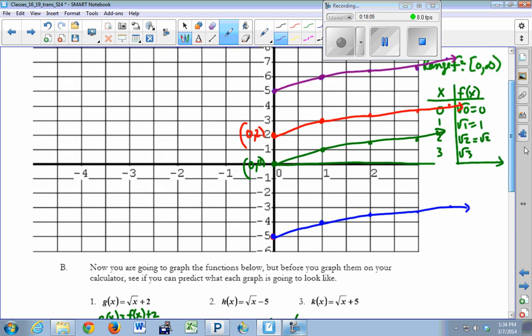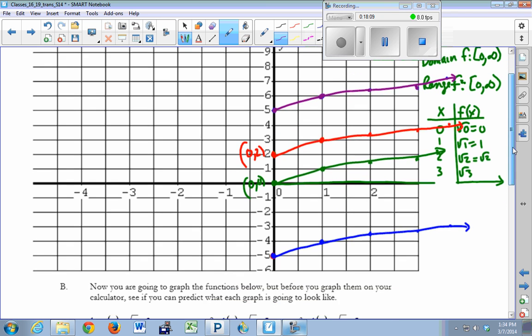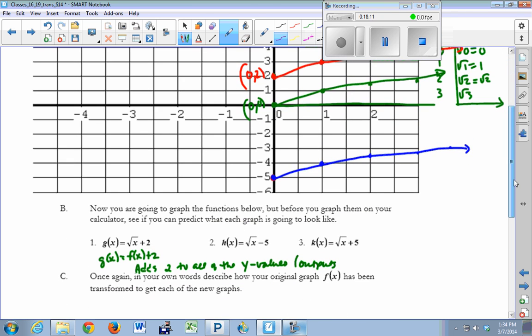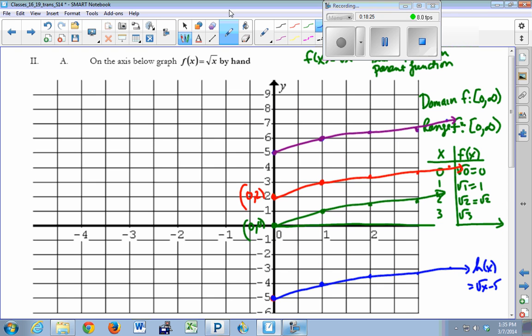Okay, so now I've put in the other transform functions. h of x is the square root of x minus 5. That's represented right here by this blue curve. This is h of x equals the square root of x minus 5. And k of x is the square root of x plus 5, the purple function. So this is k of x. k of x equals the square root of x plus 5.